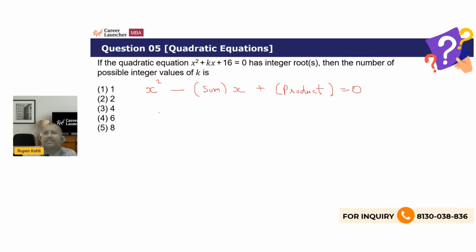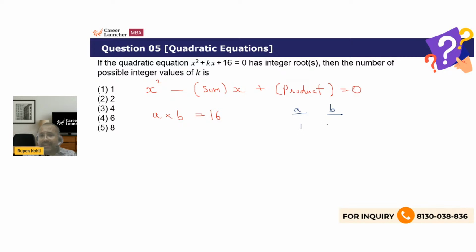So if the roots are, let's say, a and b, so a into b is 16 and they are integers, right? And we have to find the values of k, and we know that k is negative of the sum of the roots, right? So k will be nothing but minus of the sum of roots. So we have to figure out all the possible combinations of a and b over here, isn't it? So product of two integers is 16. 16 is nothing but 2 power 4. So we have to split 16 as the product of two numbers, all of which have to be obviously powers of 2, right?